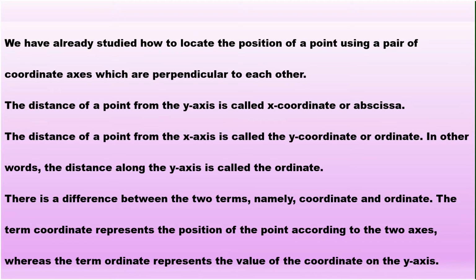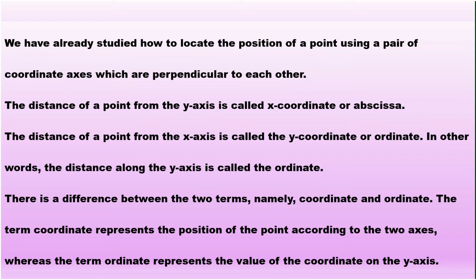We have already studied how to locate the position of a point using a pair of coordinate axes which are perpendicular to each other. This you have studied in your class 9th. The distance of a point from the y-axis is called the x-coordinate or abscissa. The distance of a point from the x-axis is called the y-coordinate or ordinate. In other words, the distance along the y-axis is called the ordinate.